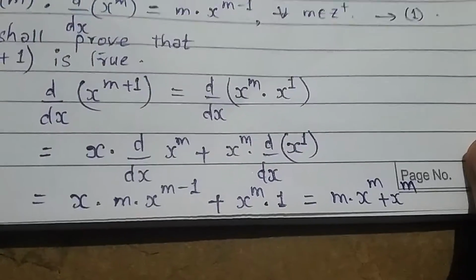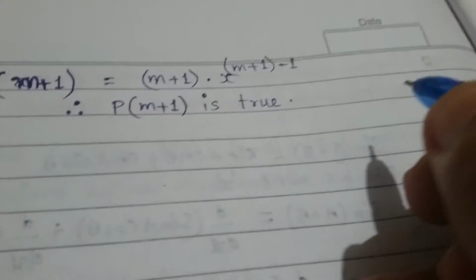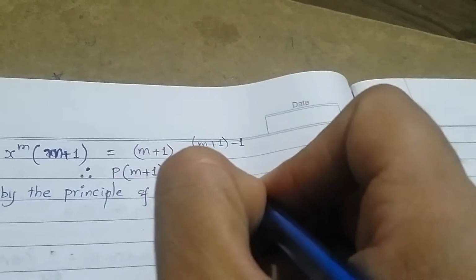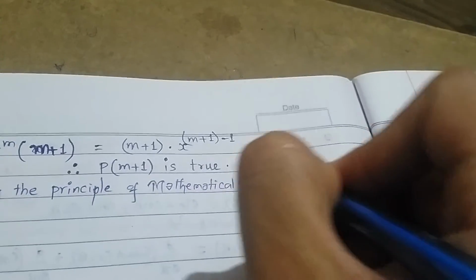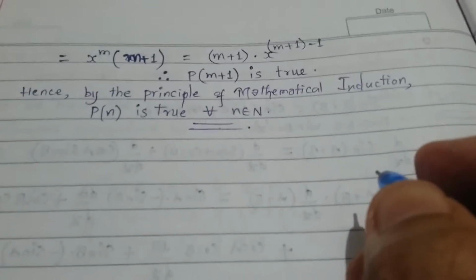See, d by dx of x power m plus 1 is equal to, we are getting it as m plus 1 into x power m plus 1 minus 1. Therefore P of m plus 1 is true. Hence by the principle of mathematical induction, P of n is true for all n belongs to N.